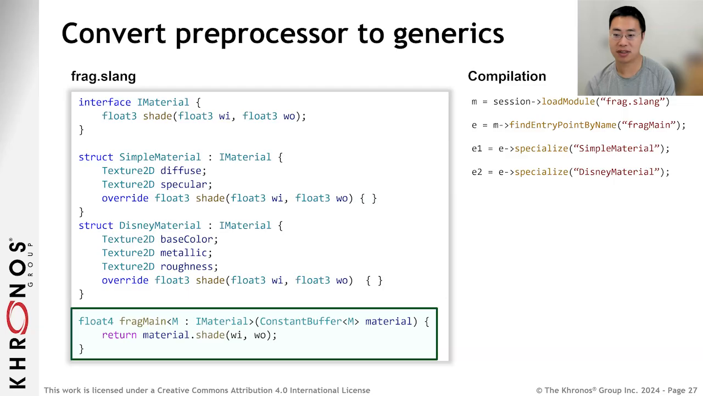Now you can see there is no longer any use of preprocessors, but how do we specialize this shader to different materials? For that, you will use the compilation API. We first load the module into the session, and then we find the entry point from the module, and then we can specialize this entry point differently with different types, and then request target code from that specialized entry point. This way, we only need to parse and type check frag.slang once, because that M object here can be reused over and over for different specializations of the entry point.